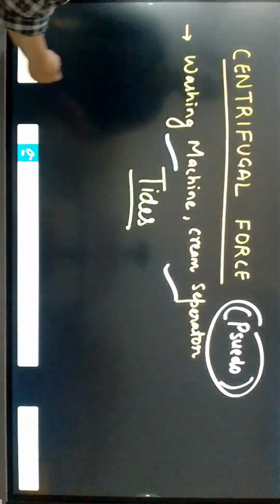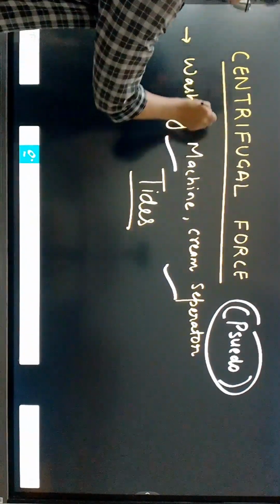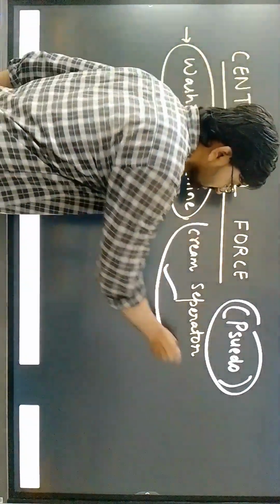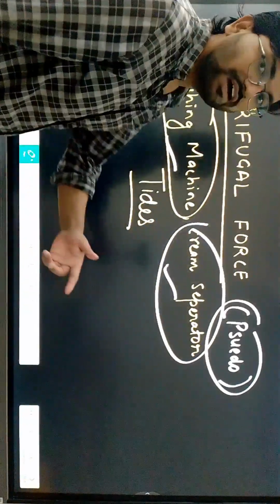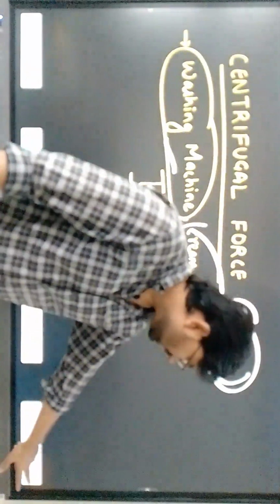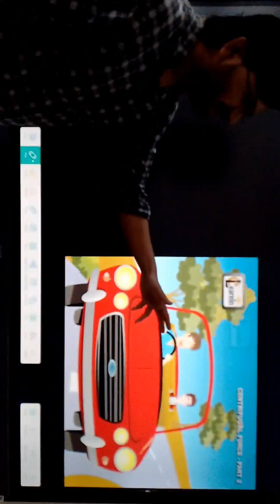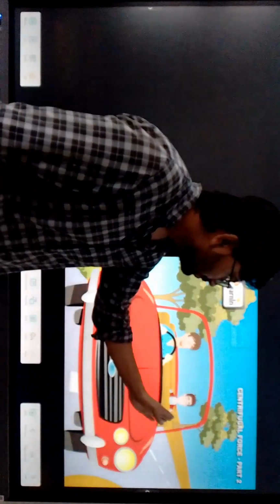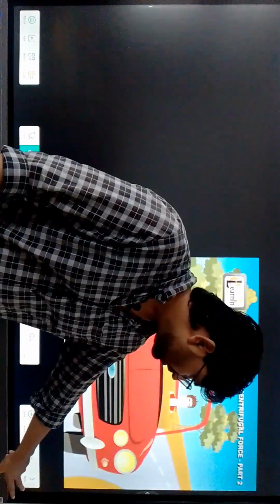Let's see. Beta, this force helps us in cleaning our clothes. This force is utilized in the washing machine and cream separator. And we are going to deal with the different applications of this force. Now, let's move on. Whenever you are driving a car and turning around in a circular path, you will feel a force in the opposite direction. An outside force is going to apply on your body, but that force is because of centrifugal force.